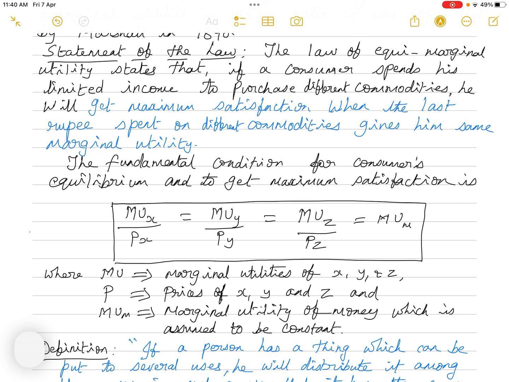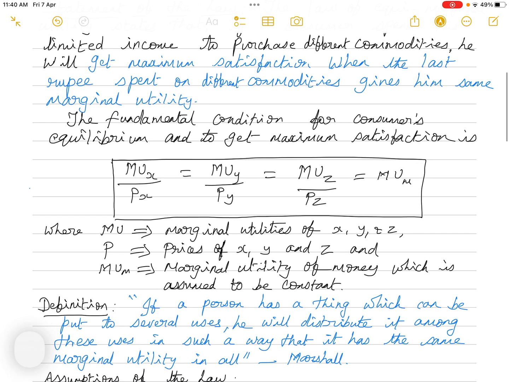There is a condition, a formula, for the consumer to attain the equilibrium position. What is the condition? The fundamental condition for consumer's equilibrium and to get maximum satisfaction. If the consumer reaches that equilibrium position, it means he has got the maximum satisfaction. This is the condition or the formula.